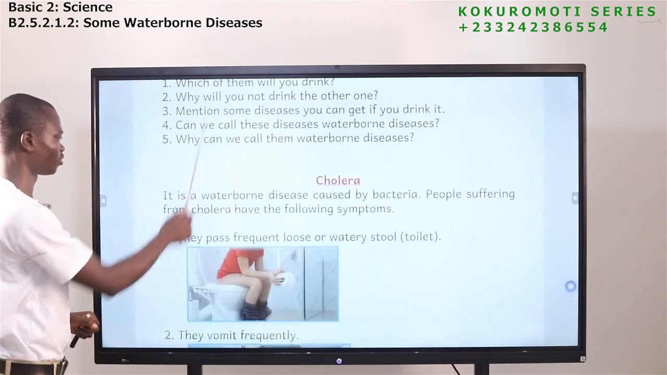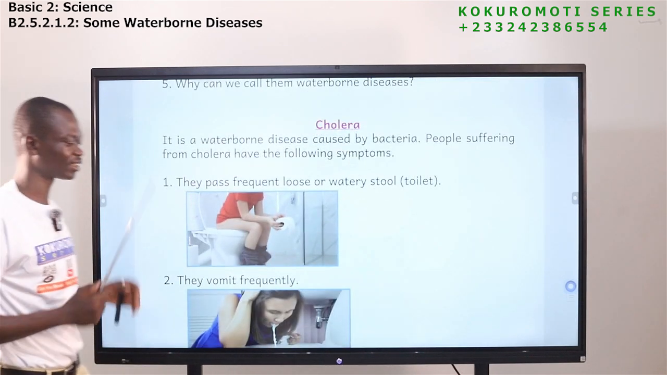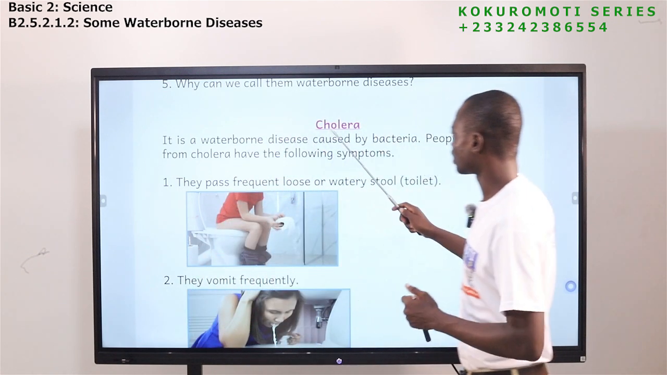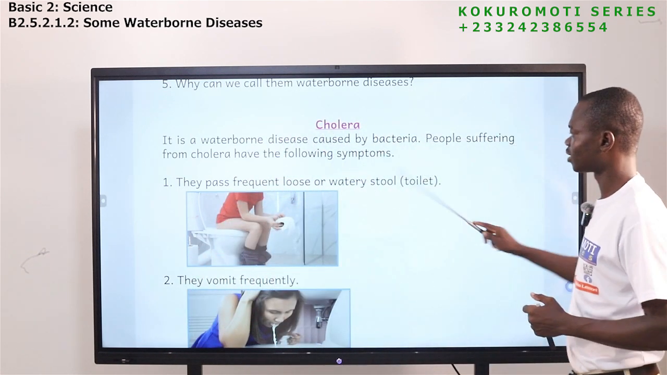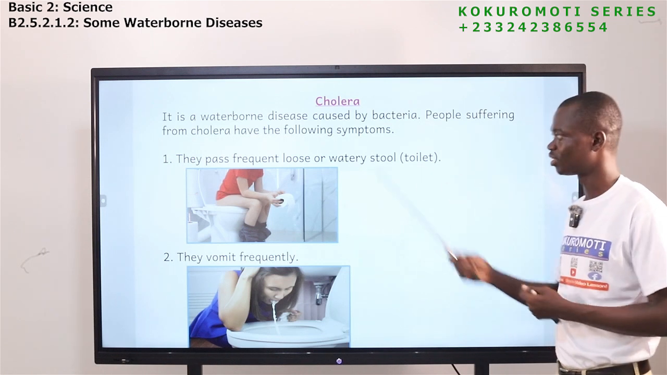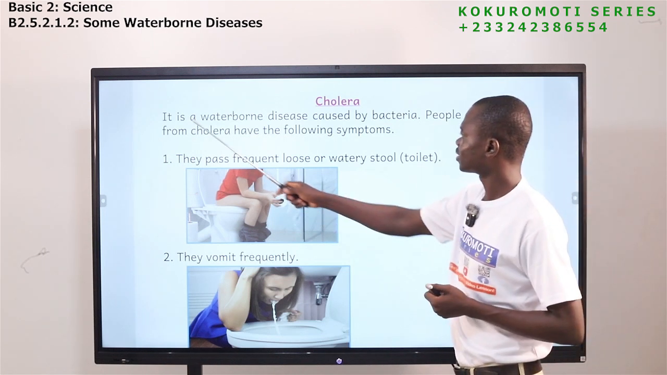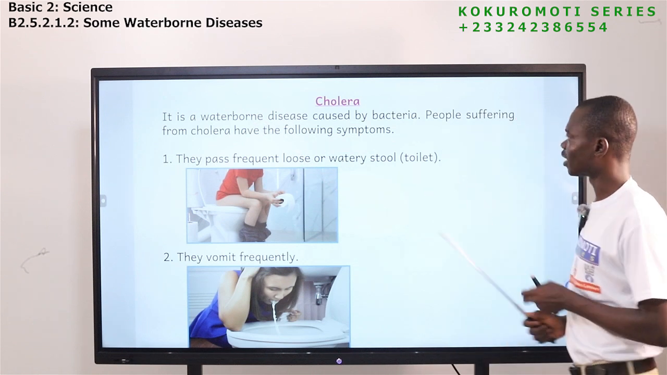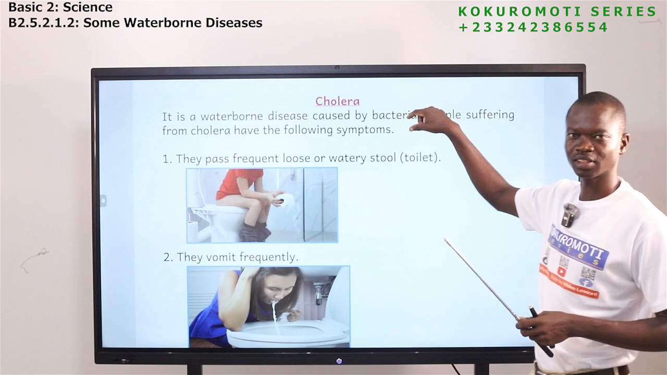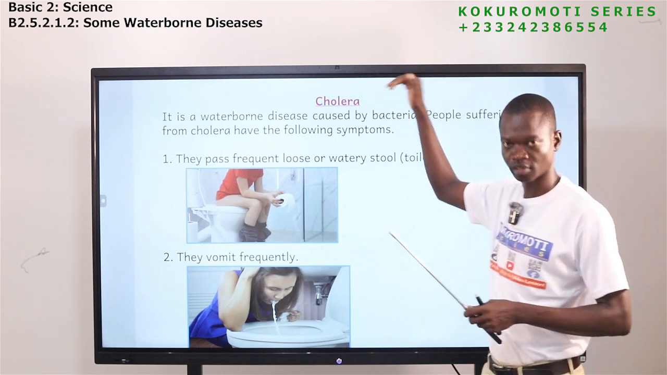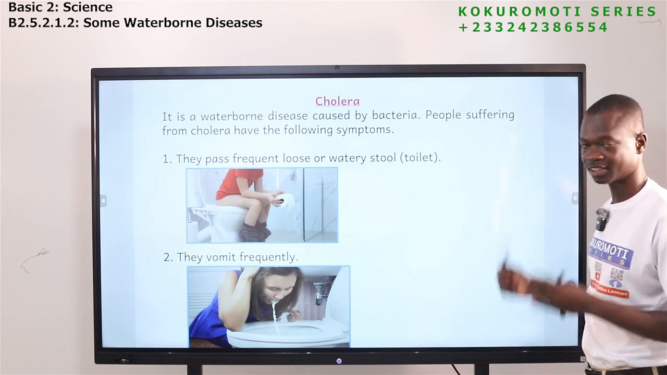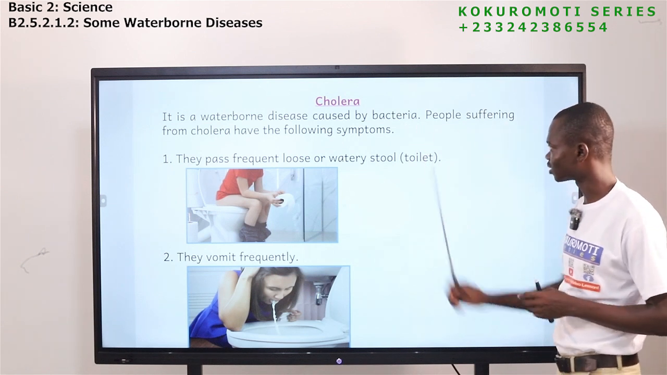Okay, let's move on. Now we are looking at the diseases one after the other. The first one is what? Cholera. So if you have cholera, what are some of the things that will show that you have cholera? Now let's look at it. It is a waterborne disease caused by bacteria. So you should know that the germ that causes this disease, cholera, is what? Bacteria. Bacteria is the germ or the organism that causes it.